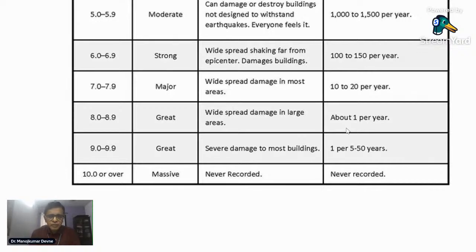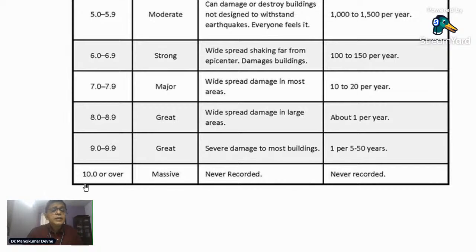And the moment you have any type of earthquake happening under the ocean, you should be expecting a tsunami out of it. And then 9 to 9.9, severe damage to most buildings. This happens once per 5 to 50 years.